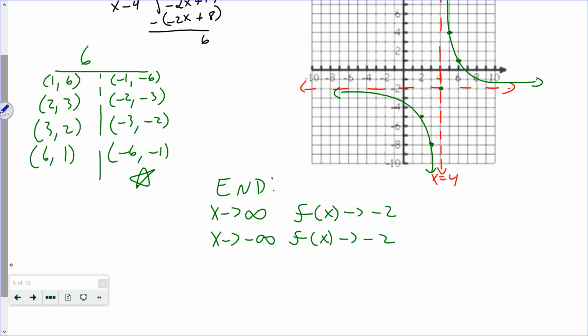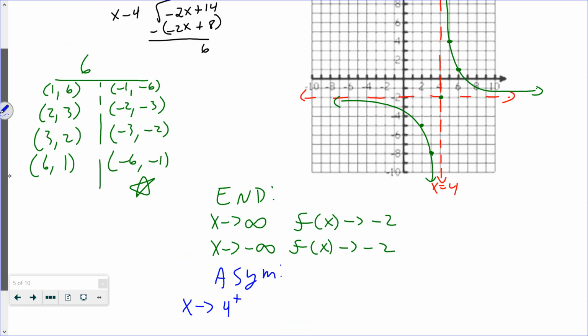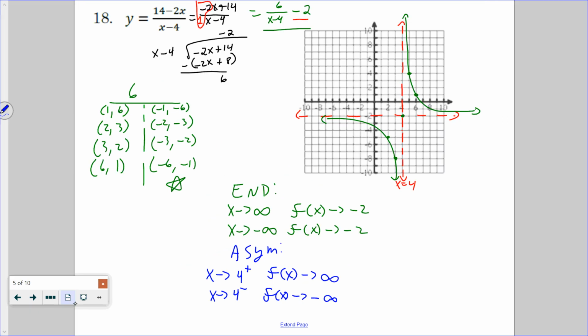And then for the asymptotic behaviors, that's the behavior of the function as it goes around the asymptote. So as x goes to 4 from the right side, look at the graph, it's going up to positive infinity. And as x goes to 4 from the left side, it's going to negative infinity. And that's the problem. Oh, and the domain.